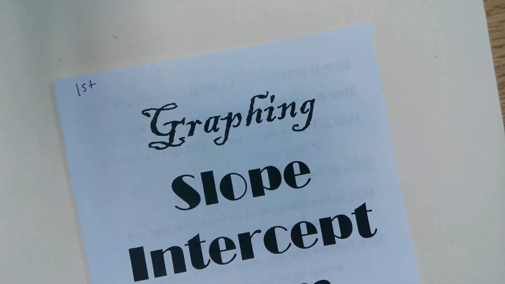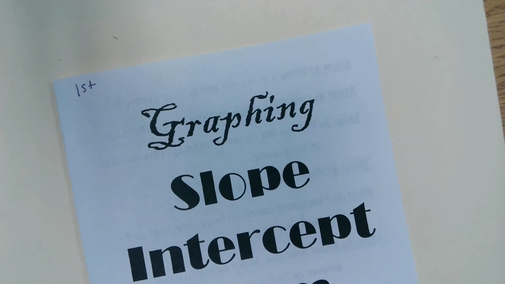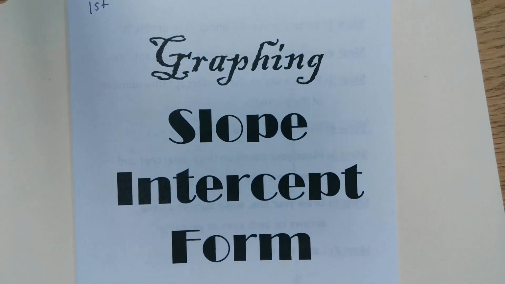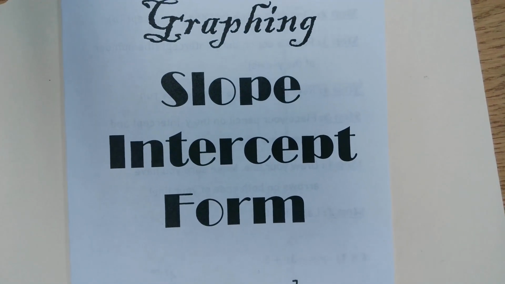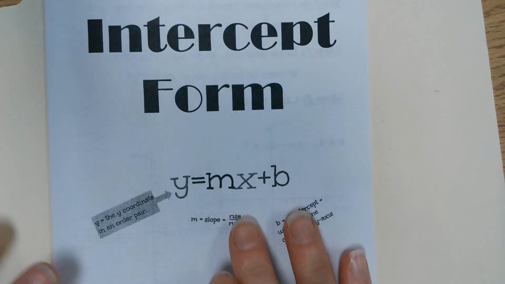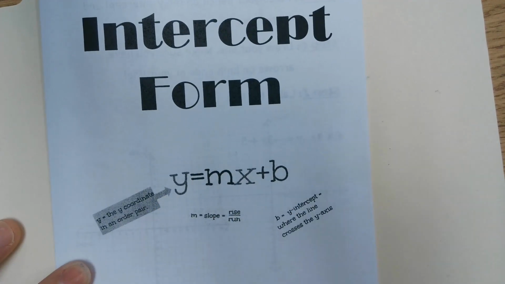We are graphing lines using slope-intercept form, y equals mx plus b. So these are linear functions, which means they create lines. And all we need is them to be written in y equals mx plus b.